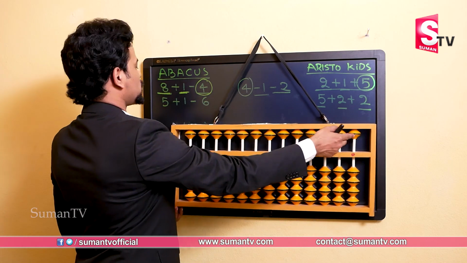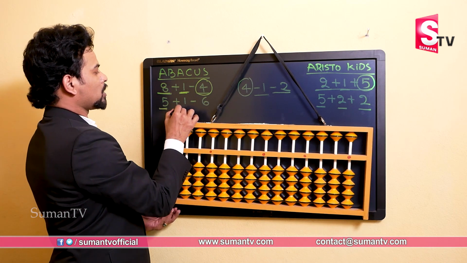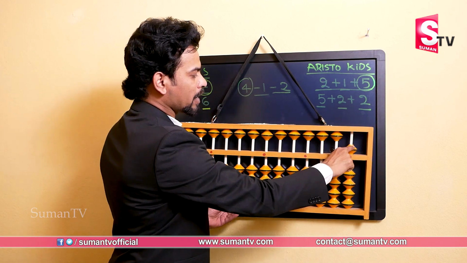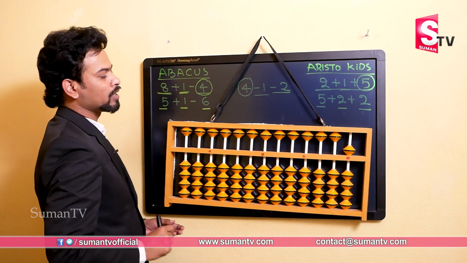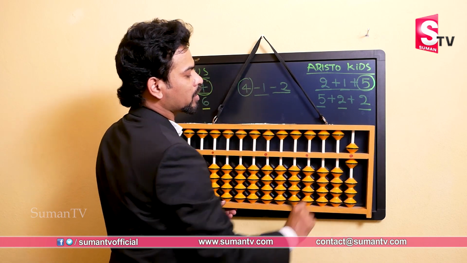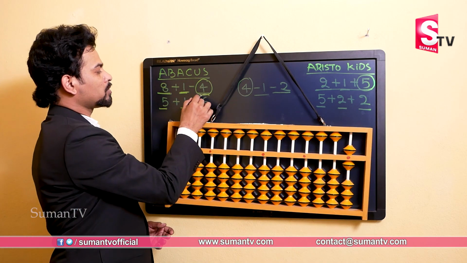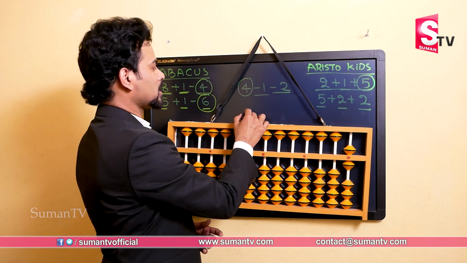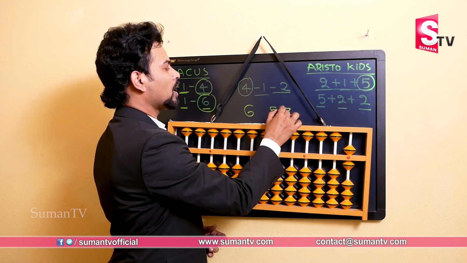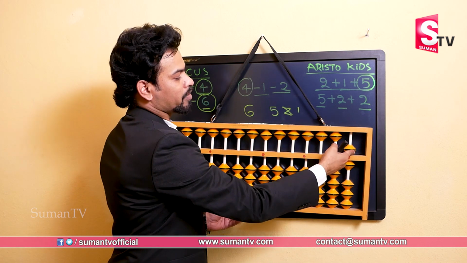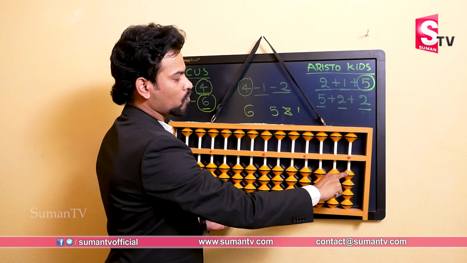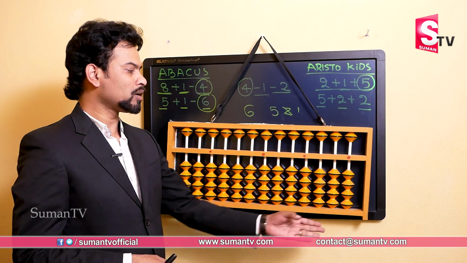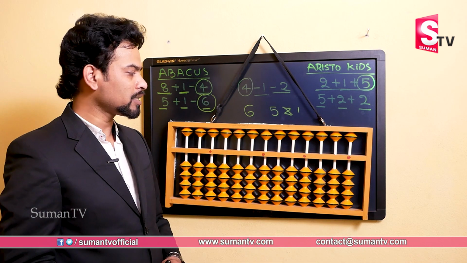Let's do one more question in this. So 5 plus 1 minus 6. Okay, so first we will add 5. Then add 1. So from downside we will make 1 bit up, 6. And from this we will subtract 6. So how we will subtract 6? Again 6 means 5 and 1. So we will subtract 5 here and we will subtract 1 here. So answer is 0. So like this we can do the addition of single digit.